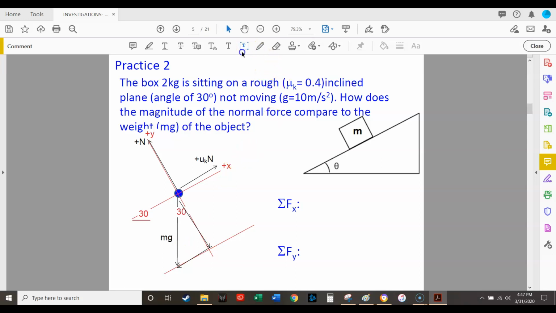Now let's label it. This side right here is adjacent to 30 degrees, so it is going to be pointed in the negative y direction. And that'll be negative mg, and it's adjacent to the 30 degrees.